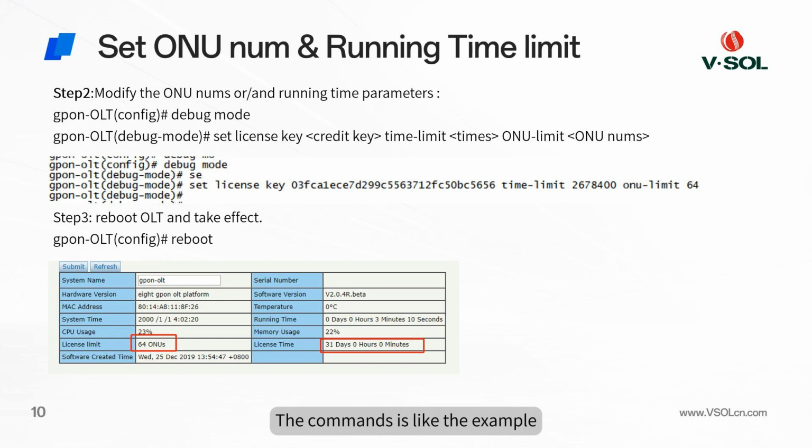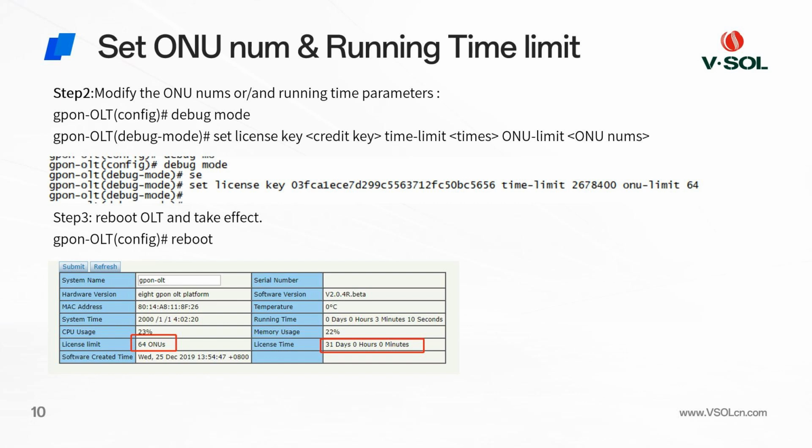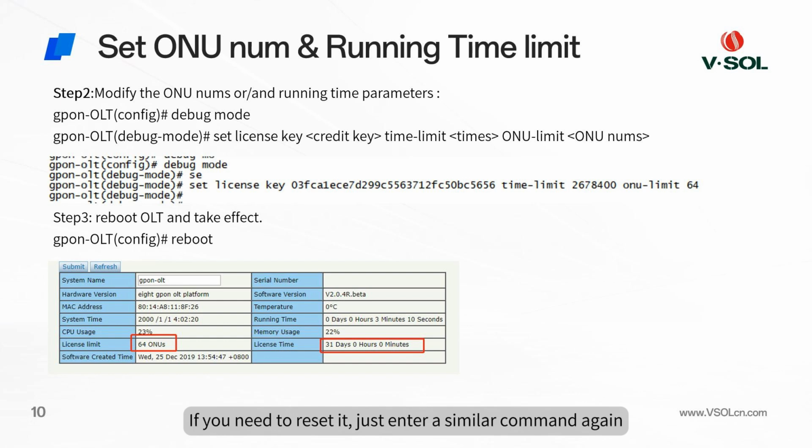The commands are like the example photo. Also we need to reboot OLT to make it effective. After reboot OLT and check OLT web, you can see the limit is set successfully. If you need to reset it, just enter a similar command again. It is also possible to set only one of the limits here.